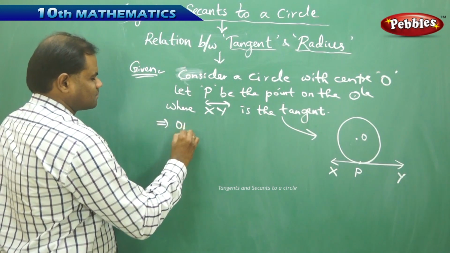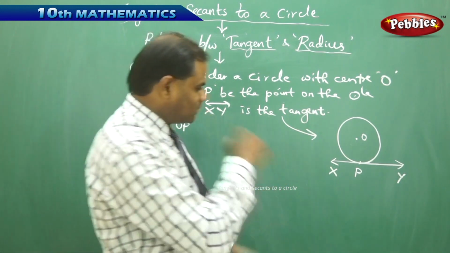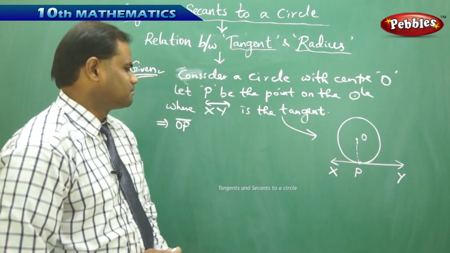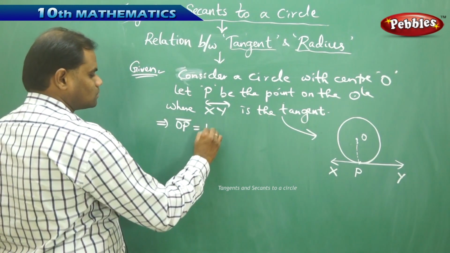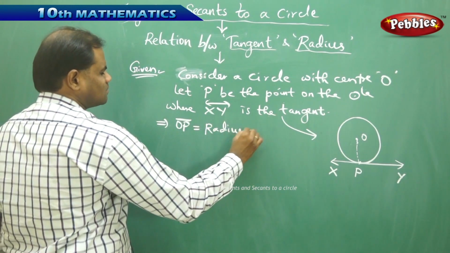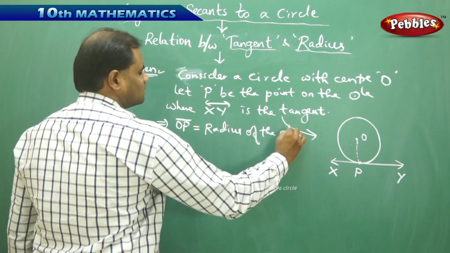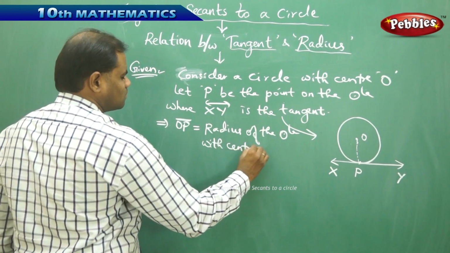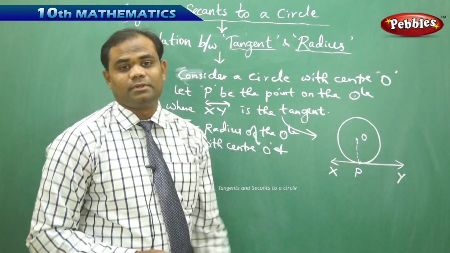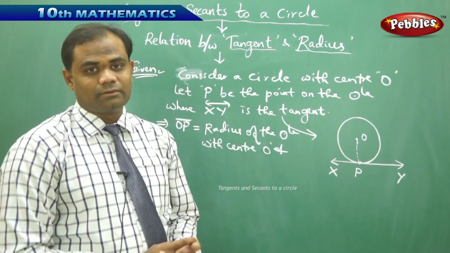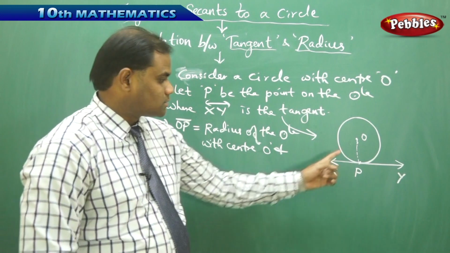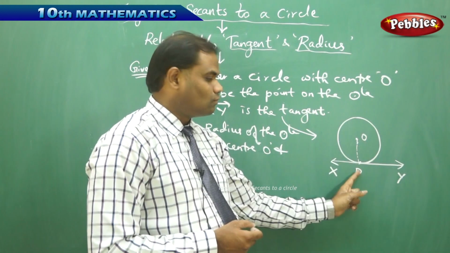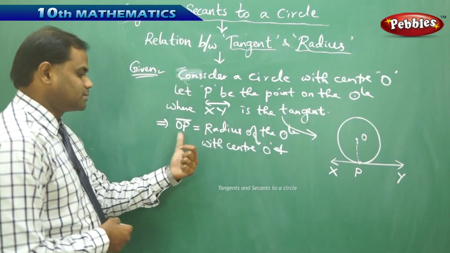That implies, from the given part, if I join OP, then what will OP be? That implies OP is equal to the radius of the circle with center O and passing through P. Now, as we have already discussed in the given part, there's only one radius which passes through point P. I want to consider that particular radius out of the infinite radii, where OP is the radius which I am going to consider here.